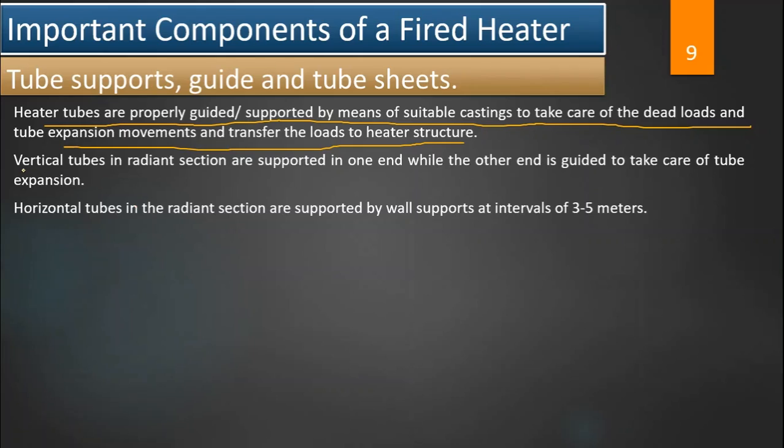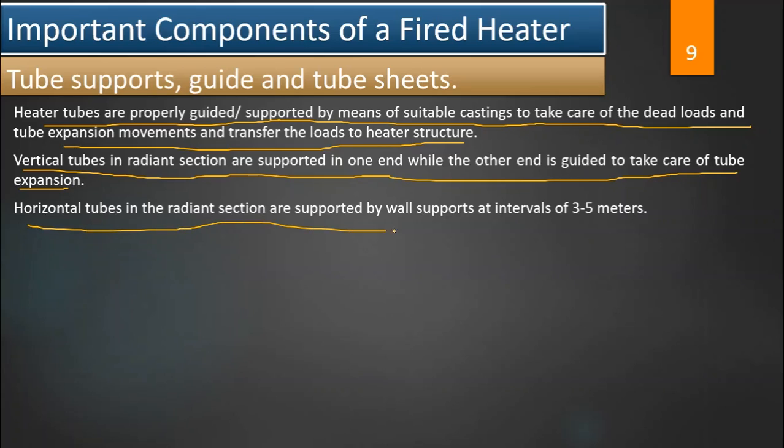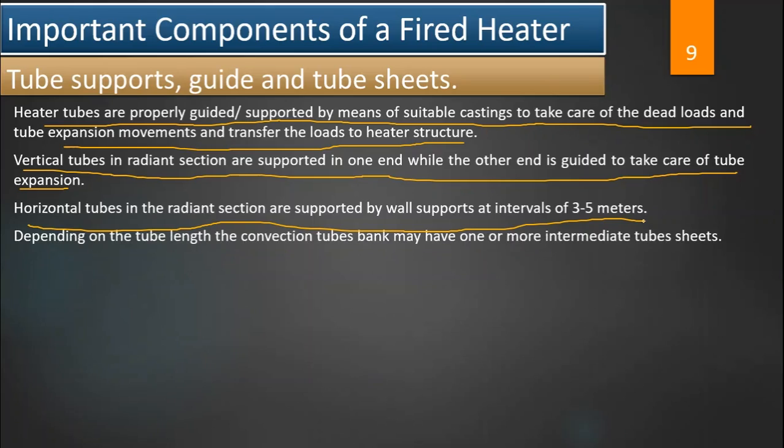If we think about the radiation section, vertical tubes are supported at one end while the other end is guided to take care of the tube expansion. As far as the horizontal tubes are concerned, in the radiation section they are supported by wall supports at intervals of 3 to 5 meters, and in the convection section we normally provide the tube sheets. These two are examples for the radiation section.